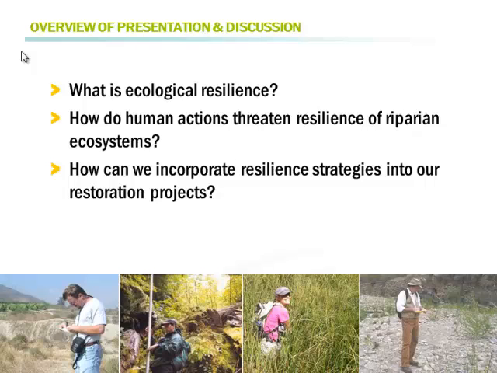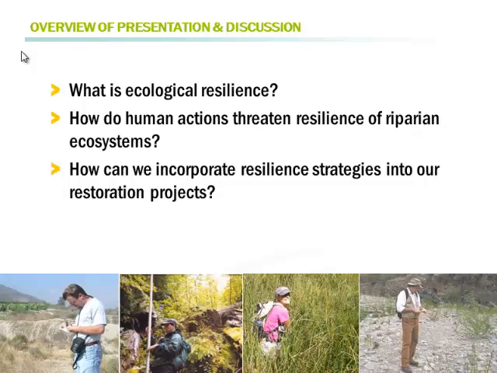After the basic definitions, I'll go into how do human actions threaten ecosystem resilience? Why does it matter? What should we be thinking about when we're designing restoration and trying to understand the watersheds and landscapes we're working in and the influence of human actions? And then try to wrap up with some limited number of case studies on how do we incorporate resilient strategies into our restoration projects. This is a big topic.